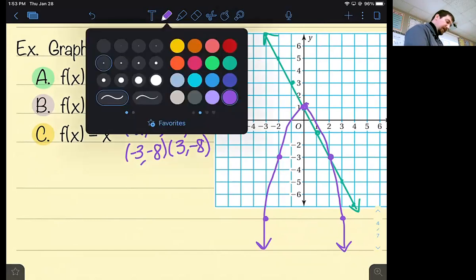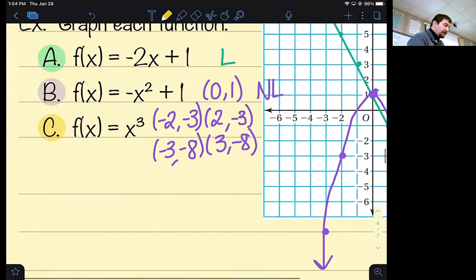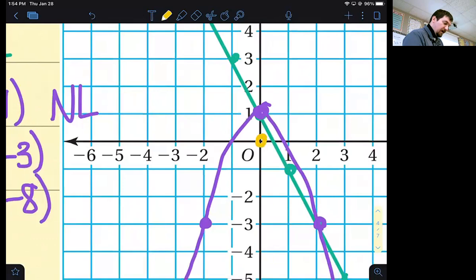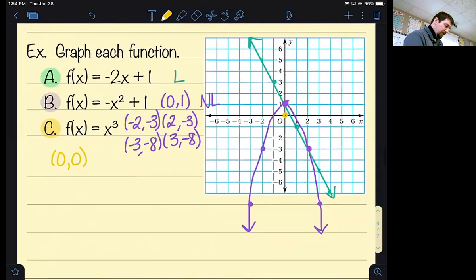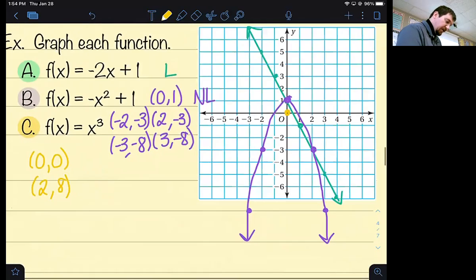So let's pick some values for x and pick some values for y, and let's see what happens here. If I plug in 0 for x, what's 0 cubed? 0 times 0 times 0. Okay, so I know this function is going to go through the origin. So far, it's the only one that's gone through the origin. Let's plug in 2. What's 2 times 2 times 2? So when I plug in 2, it goes to 8.